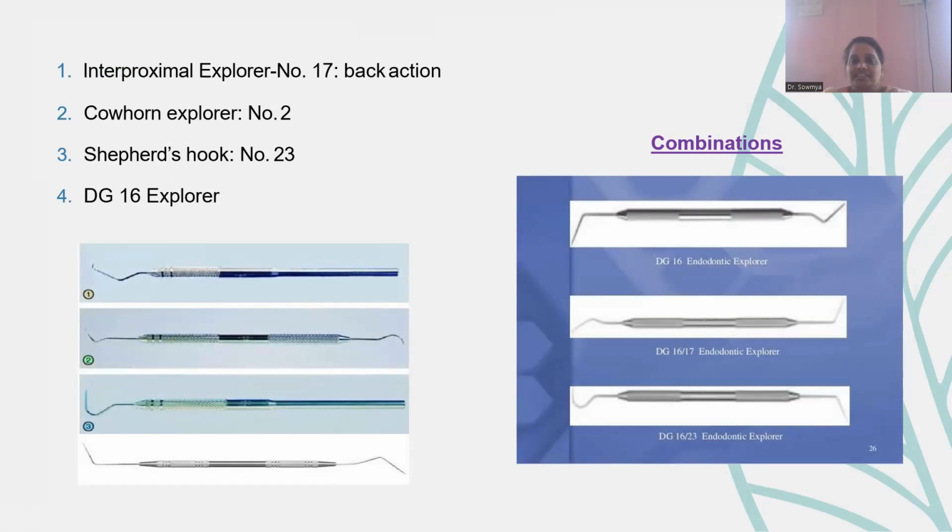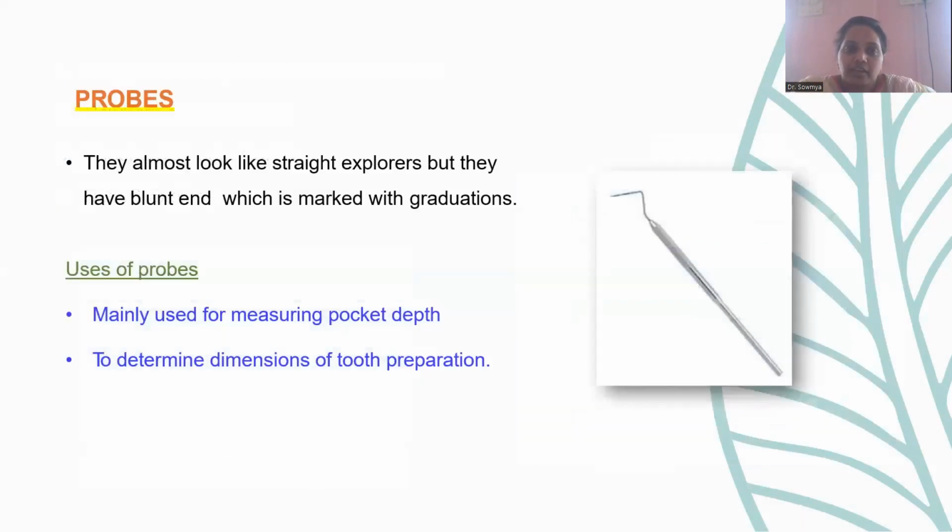Next is the DG16-17 endodontic explorer. Next is the DG16-23 endodontic explorer, which has the shepherd hook tip on one side and the DG16 tip on the other side. Next, coming to probes. They almost look like straight explorers, but they have a blunt end, which is marked with gradations. Probes are mainly used for measuring the pocket depth and to determine the dimensions of the tooth preparation.